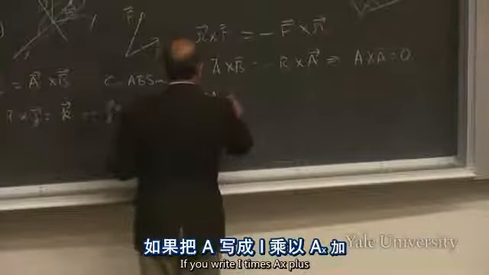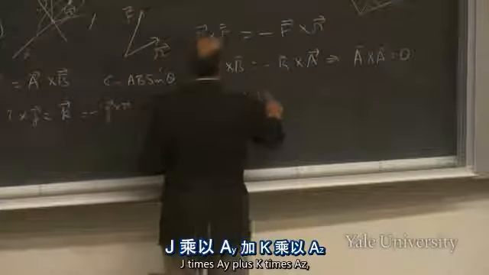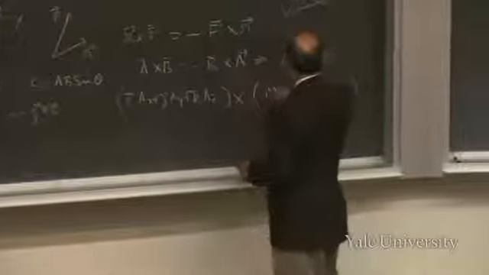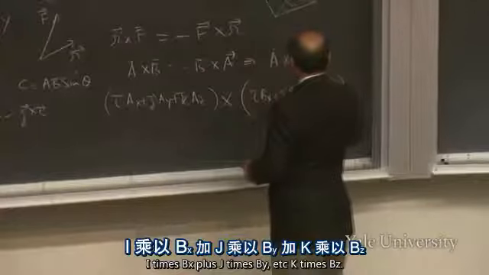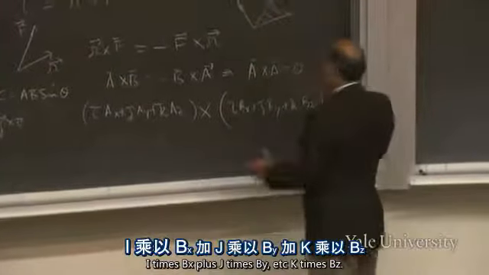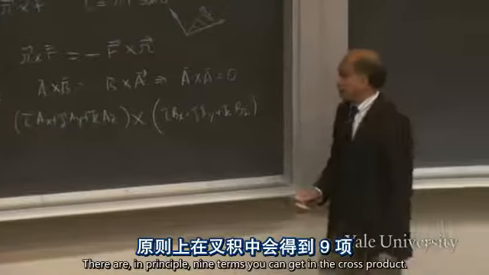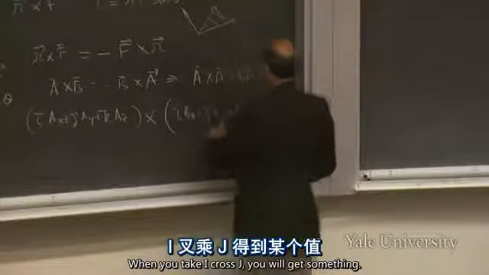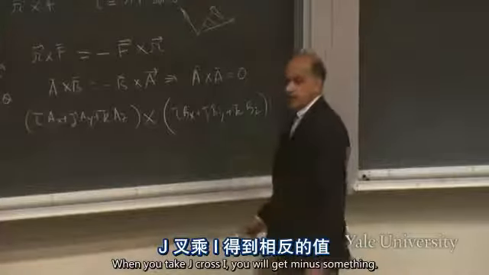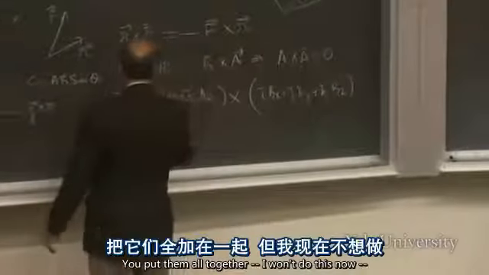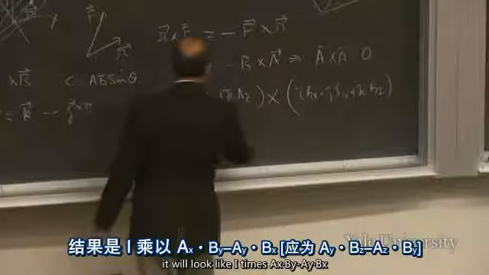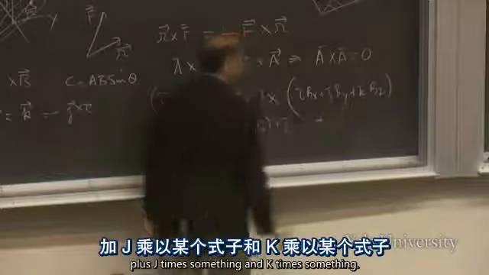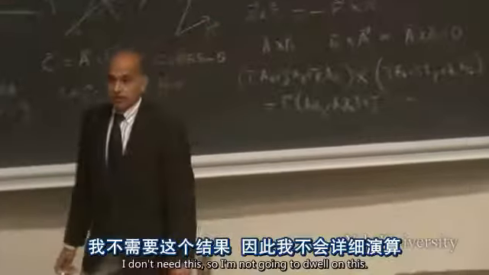If you write i times AX plus j times AY plus k times AZ, cross product with similar things for B, i times BX plus j times BY, etc., k times BZ. There are, in principle, 9 terms you can get in the cross product. 3 of them will vanish because when you take i cross i, you will get 0. When you take i cross j, you will get something. When you take j cross i, you will get minus something. You put them all together. I won't do this now. It will look like i times (AY BZ minus AZ BY) plus j times something and k times something. I don't need this, so I'm not going to dwell on this.